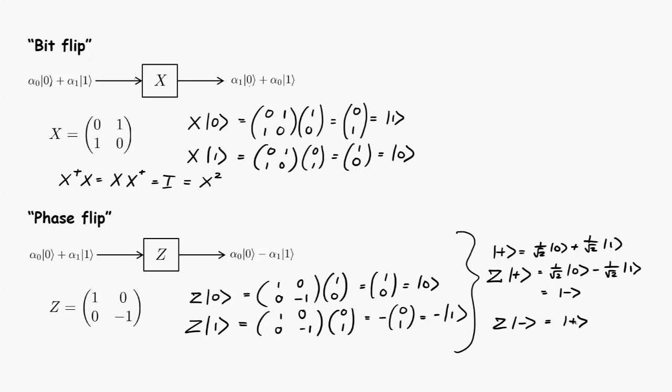Okay, once again, before we say this is a quantum gate, we've got to verify that it's unitary. As in the bit flip case, Z dagger is just Z itself. And so all we have to do is verify that Z squared is the identity, and that's easy to see.